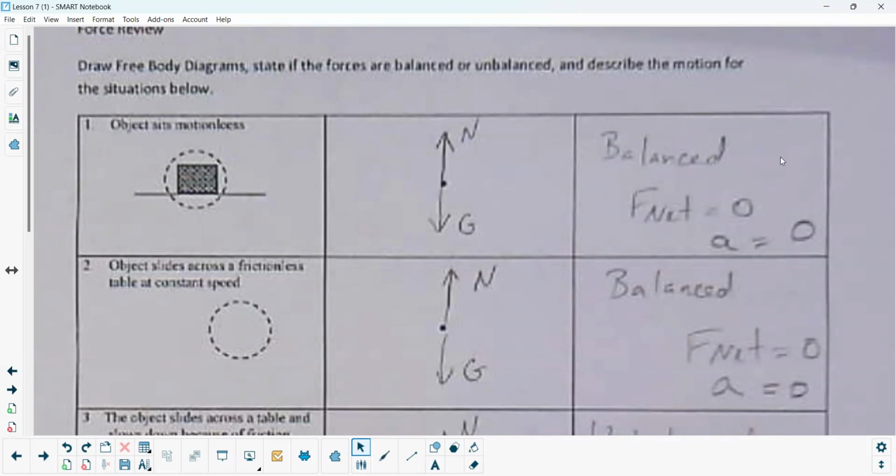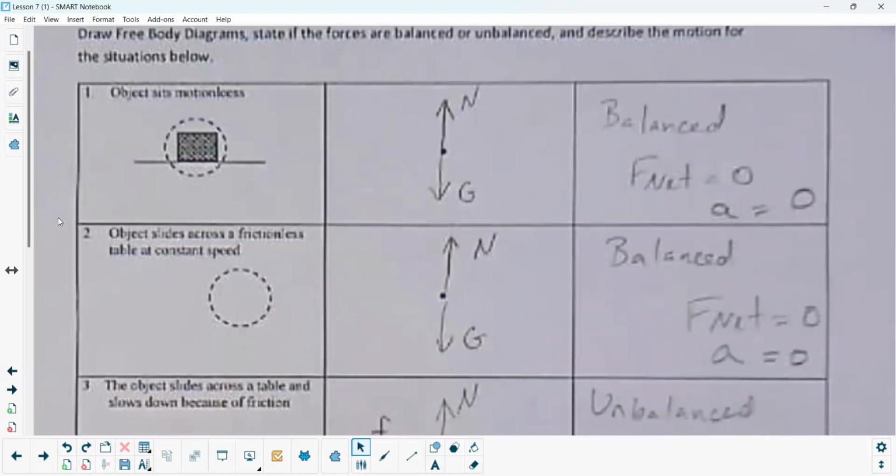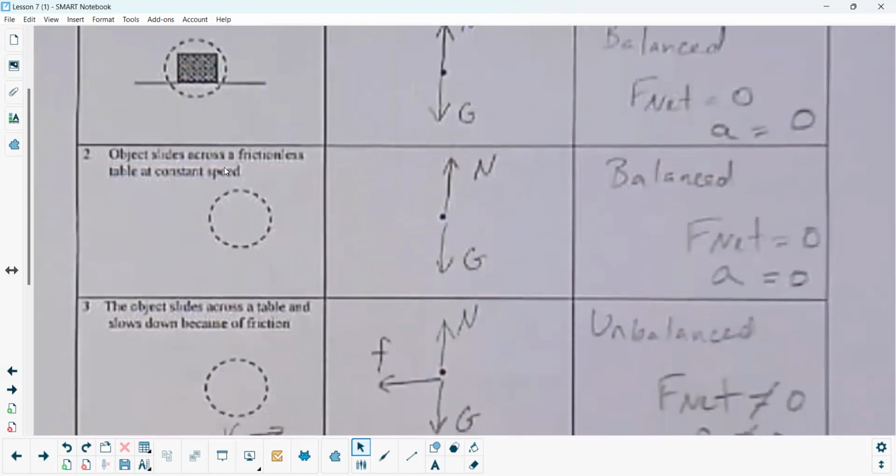The two forces, the upward force of the ground pushing up, which is the normal force, is canceling out the gravity force, which is the earth trying to pull down. So the object slides across a frictionless table at a constant speed. The wording here that's really important is constant speed. So if something's going at a constant speed, that means it's not accelerating. That means the velocity is constant. So if, again, the acceleration is zero, the net force is zero, which means that the forces are balanced.